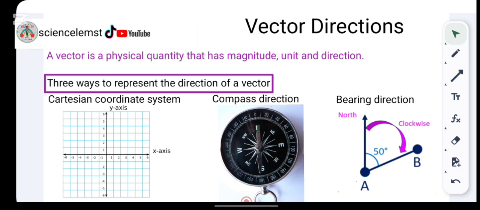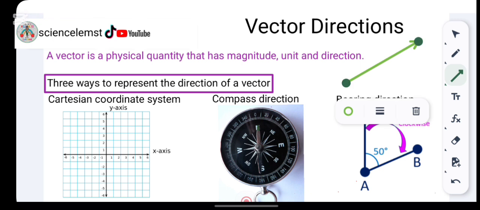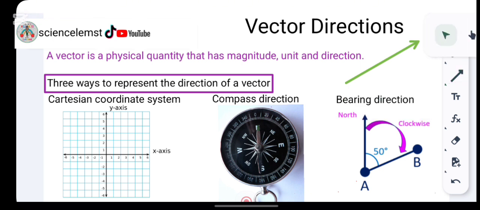In grade 10, you learned that a vector is a physical quantity that has magnitude, unit, and direction. And you also learned that you can represent a vector by drawing an arrow, whereby the tail of the arrow gives the origin or starting point of the vector, and the arrowhead gives the direction of the vector. The length of the arrow gives the magnitude of the vector.